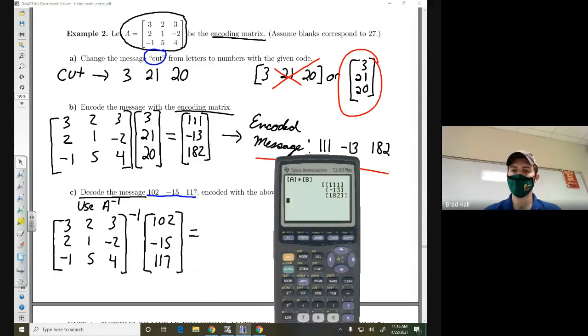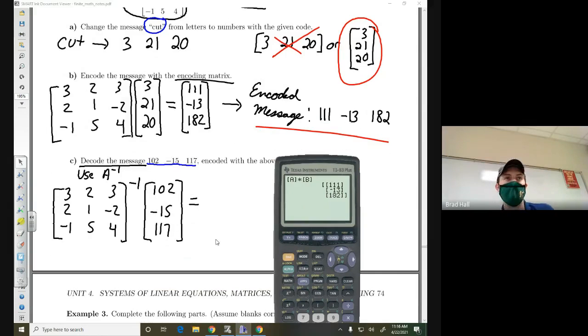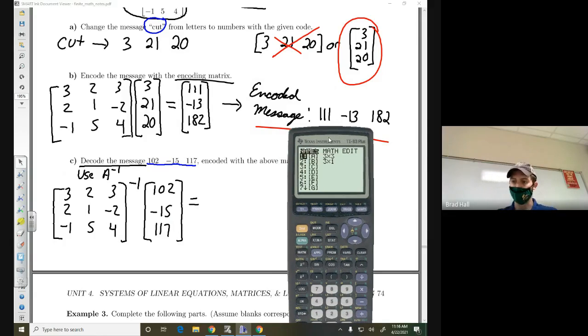From here, we already have matrix A programmed into the calculator. So the only thing we have to do is program the new matrix B. I'm going to scroll down to matrix B. It's also a 3 by 1 matrix, but here it's consisting of 102, negative 15, and 117. So now we have matrix B in the calculator as 102, -15, 117.